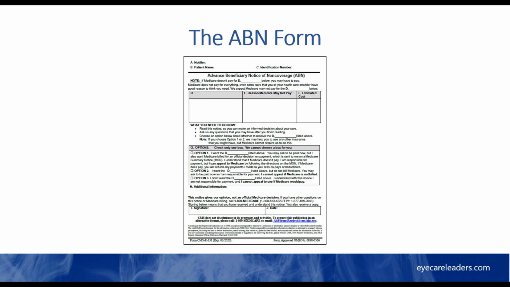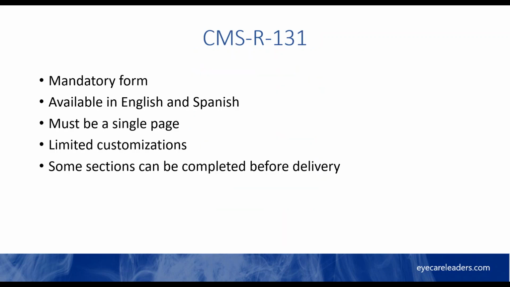Okay, so this is a copy of the CMS standardized ABN form. And so we're going to discuss each section of the form and how to appropriately fill it out. The current ABN form is the CMS R131. This form is mandatory, and you should not use any other notice for Medicare patients. The form is available in English and Spanish, and the ABN must be a single page. There are options to customize the form, but they are very limited.